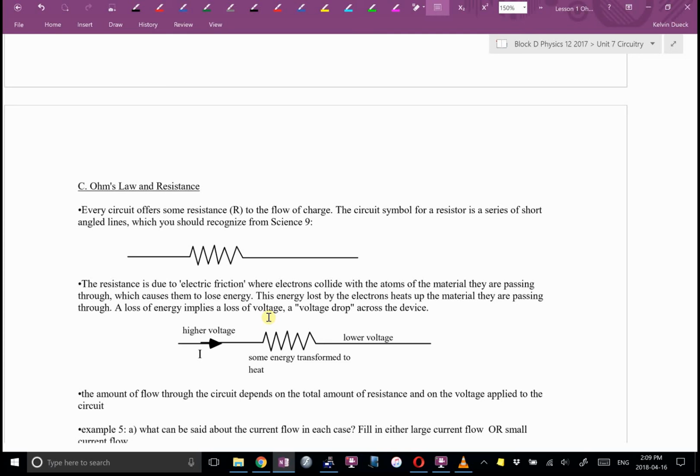It's a generic resistor. This resistance is due to electric friction, where electrons are colliding with the atoms in the material that they are passing through. The electrons lose some energy, and that friction is transformed into heat, similar to when you rub your hands together. A loss of energy also implies a loss of voltage because voltage is energy per coulomb. So, for example, if we had 8 volts right here, and if I had 3 volts right here, how many volts did I lose to heat traveling through the resistor?